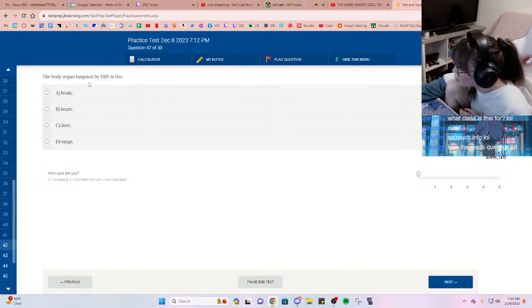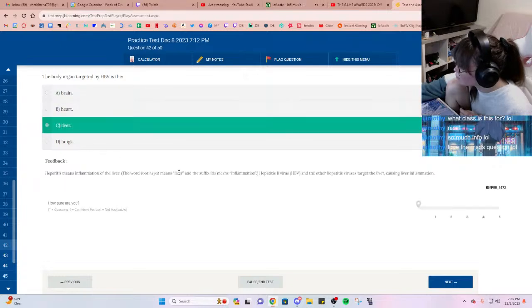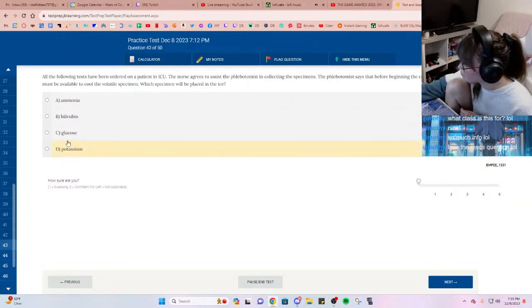The body organ targeted by HBV is the liver? Yeah, hepatitis means inflammation of the liver. Liver. The word hepat means liver, and the suffix itis means inflammation. Hepatitis B virus and other hepatitis viruses target the liver, causing liver inflammation.